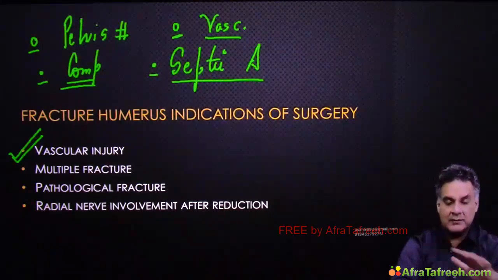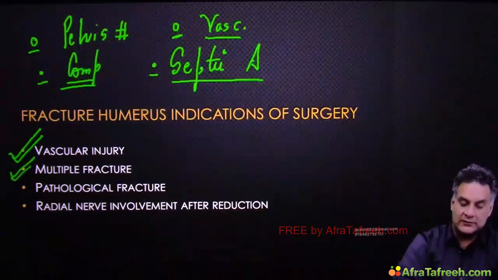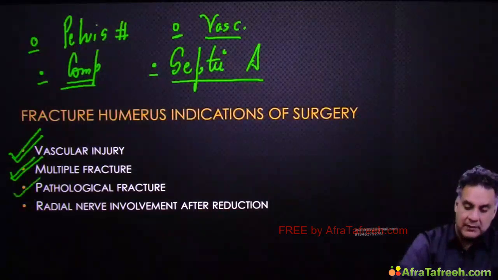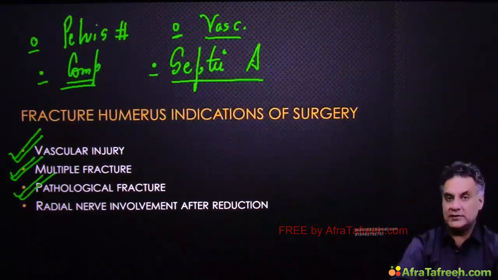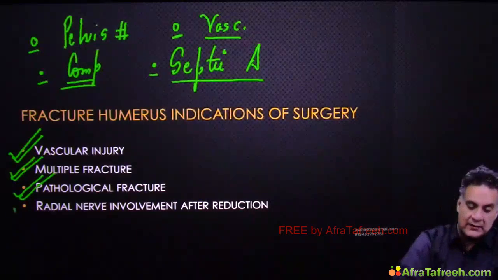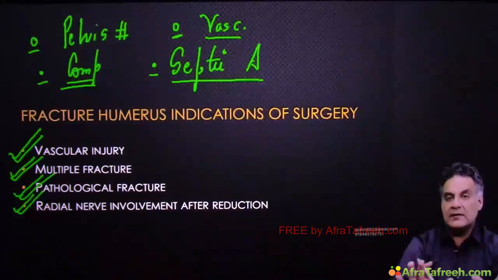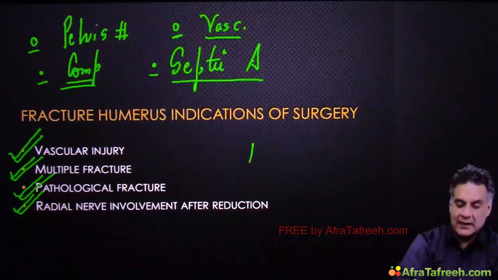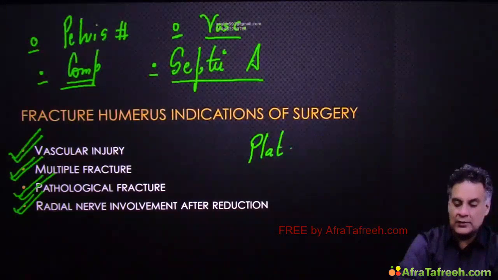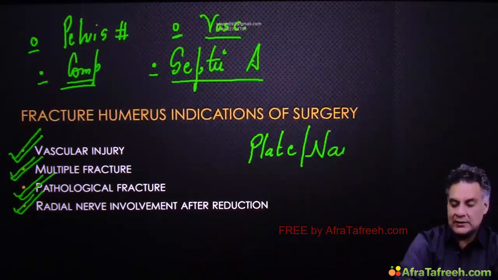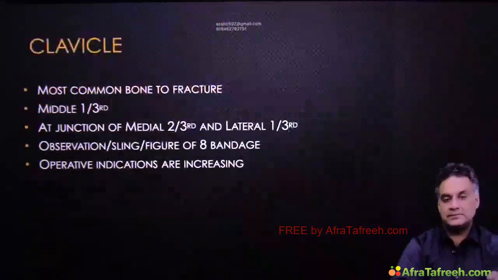So vascular injury, number one, multiple fractures for rehab of the patient, pathological fracture to establish the diagnosis and establish union, and when the radial nerve is involved after reduction. These are the indications of fracture humerus, which can be either plated or you can put a nail depending on the level and the indications.